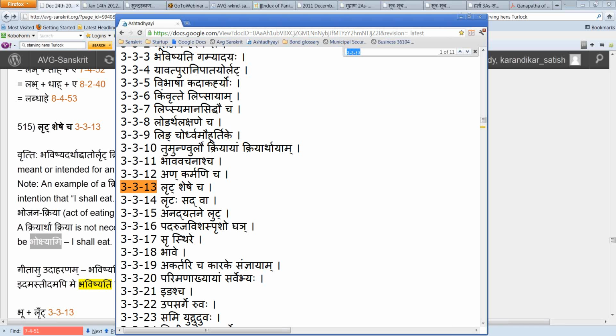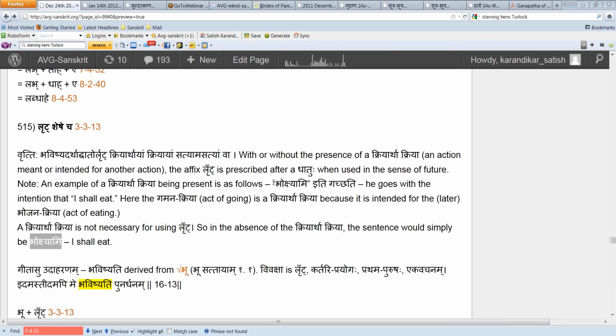Tumun nulau kriyayam kriyarthayam. For example, just now we saw the example Bhokshyami iti gacchati. We can also say bhuktum gacchati. So that would also be an alternate usage. Bhuktum gacchati. Drashtum agacchati, and so on and so forth. Vaktum agacchati, and whatever it might be.